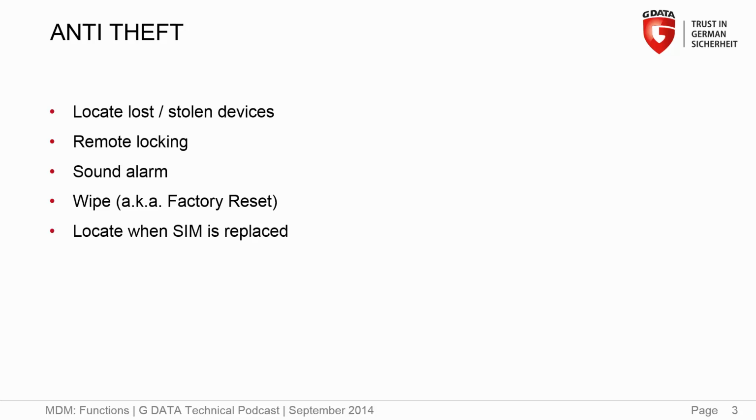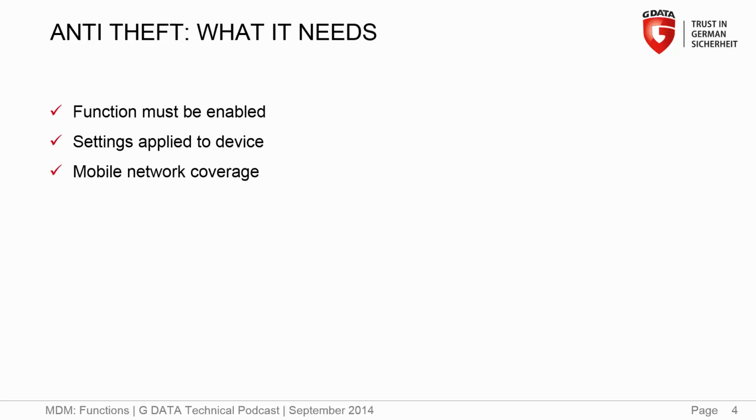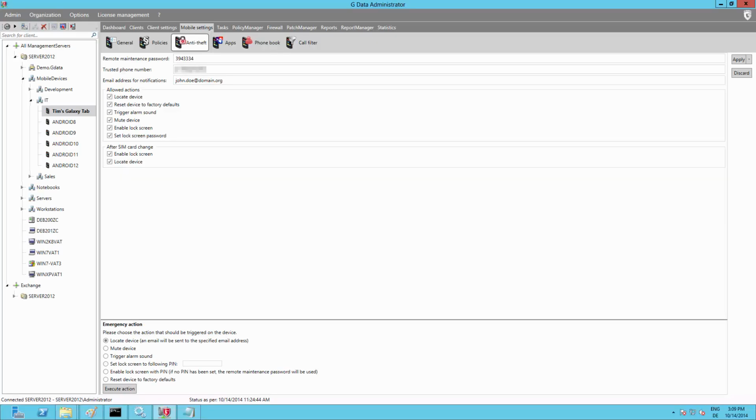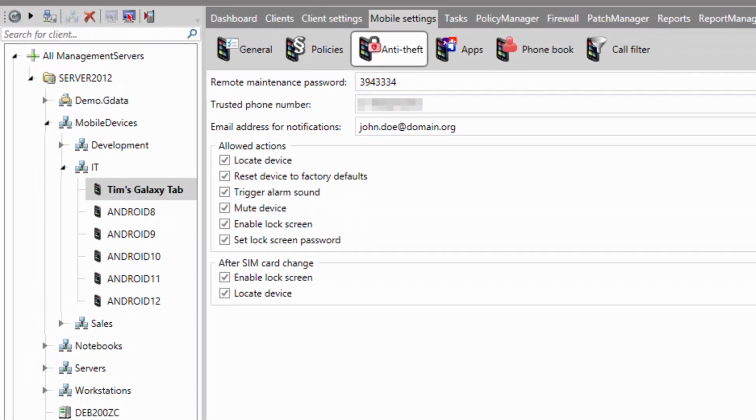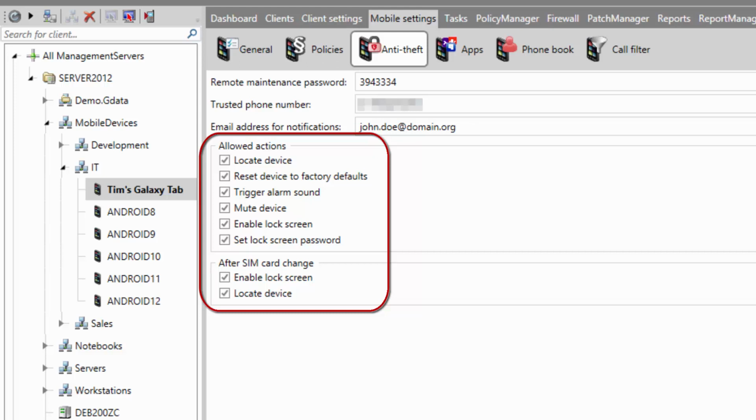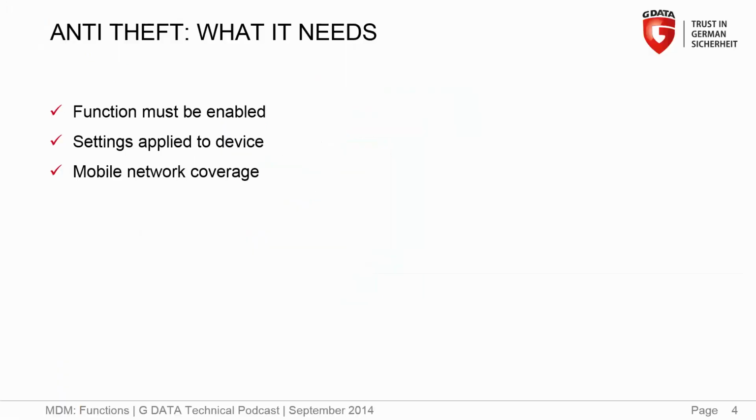Each option can be enabled by ticking a checkbox. Only actions which are enabled can be triggered on a device. For instance, if the permission for locating a device is not enabled, the corresponding command cannot be processed by the device. In order to enable this function, the checkmark must be set and the device must pull the settings from the management server. In order for commands to reach a device, it must be connected to a mobile network.